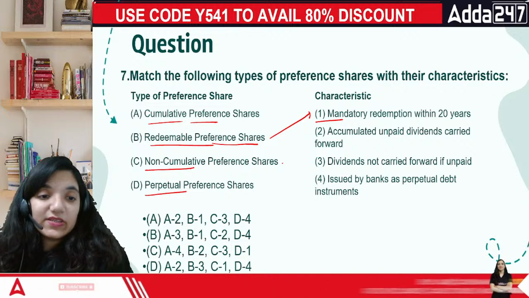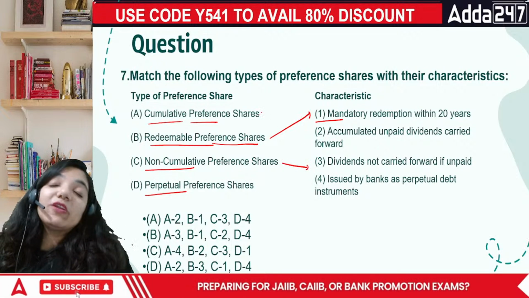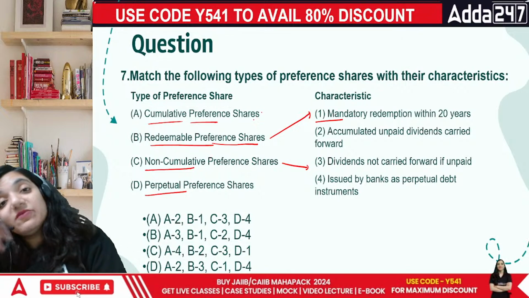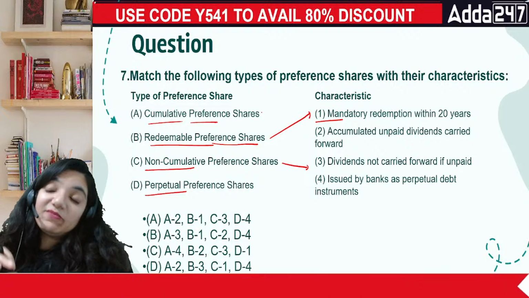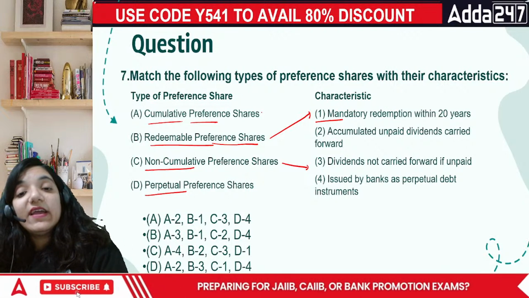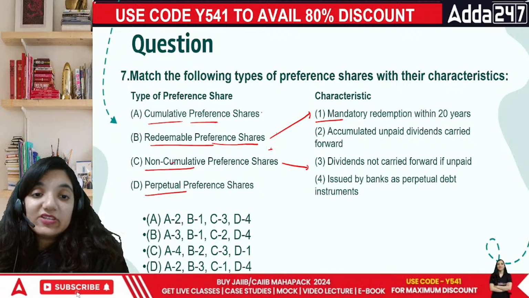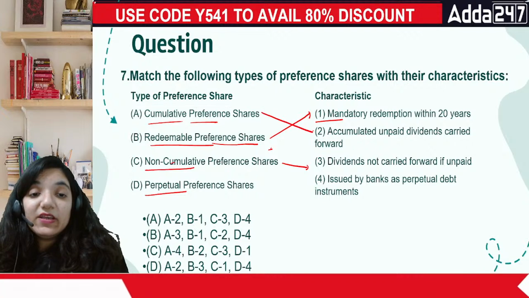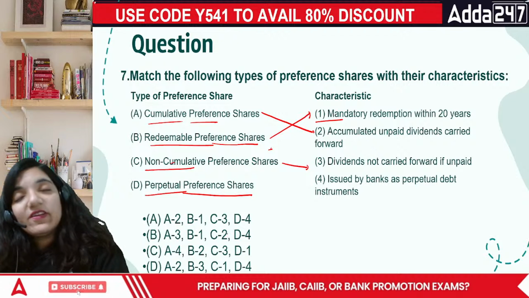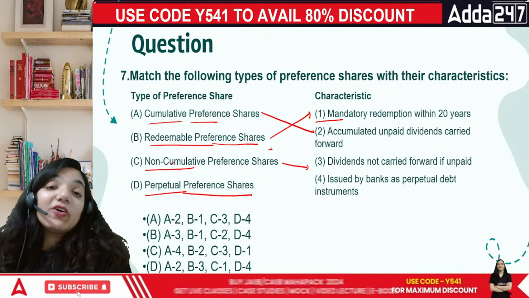This is true. Cumulative means that if I'm not able to pay dividend in one year, the next year I'll pay the dividend for this year as well as the next year. So that means in case you are not able to pay in one year, both would be combined and you will get it in a combined form. So in this case, what's going to be the answer? A would be 2. Then we have perpetual preference shares, in which the money is not paid off that easily.